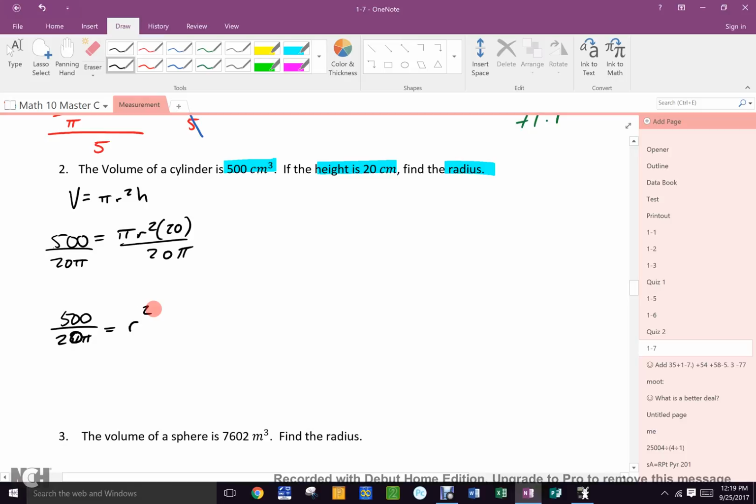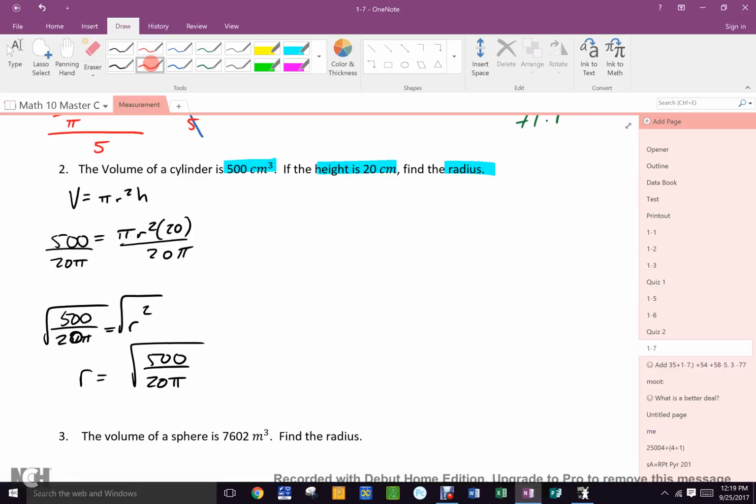You guys are smart kids. Opposite of add is subtract. Opposite of divide is multiply. What's the opposite of square? Square root, right? So I would take the square root of both sides, and r would equal the square root of 500 over 20 pi. Is it now time to estimate?